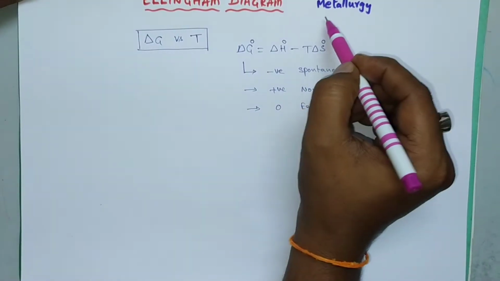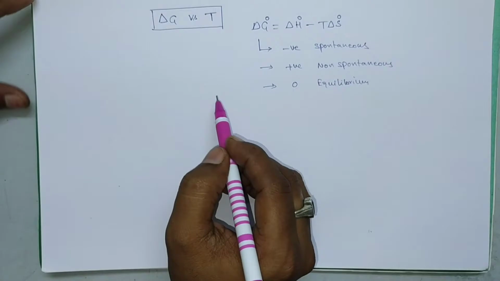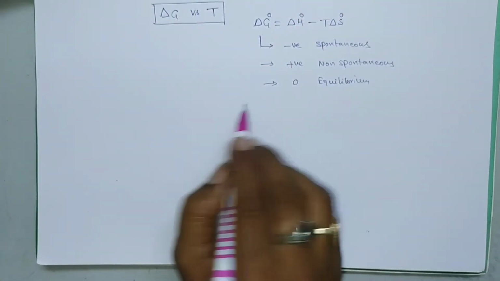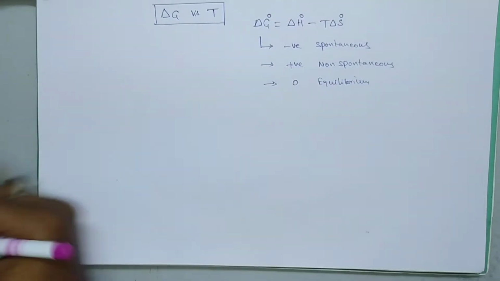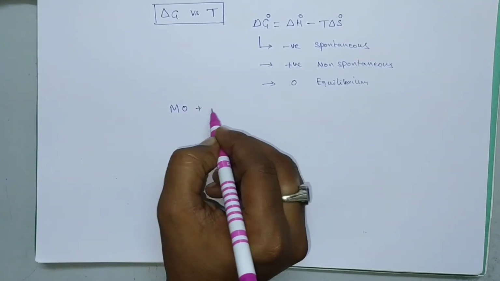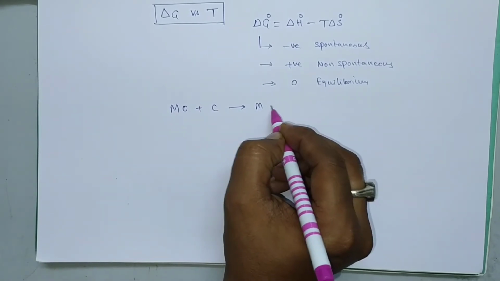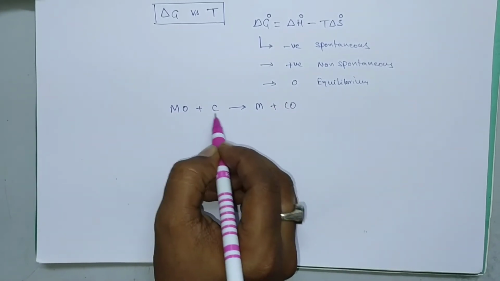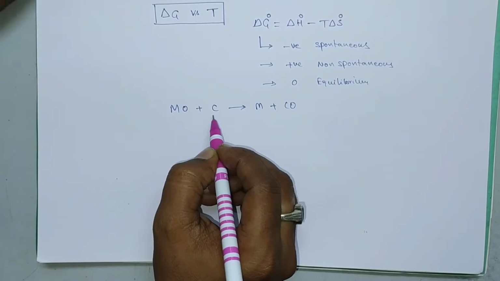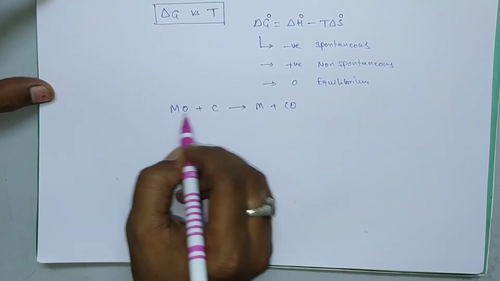Generally in metallurgy we go through many reduction processes. We are supposed to extract a metal from its metal oxide. Suppose you consider any metal oxide. From this metal oxide we are supposed to extract the metal by reducing with carbon. Here carbon acts as a reducing agent. We have to select a suitable reducing agent to reduce the metal oxide.